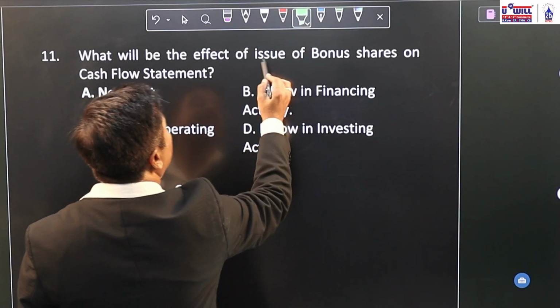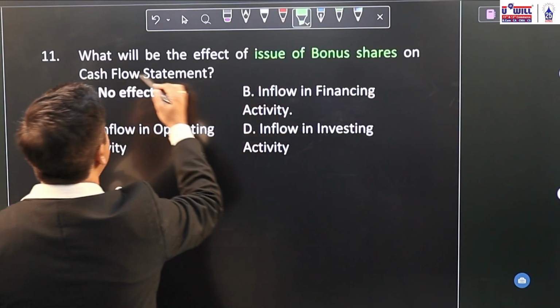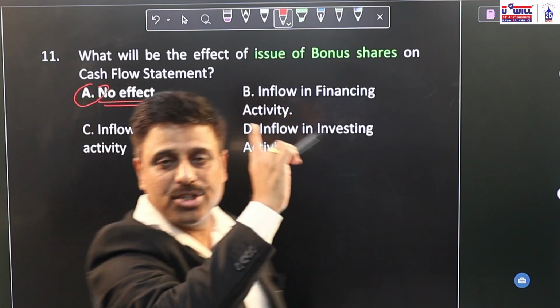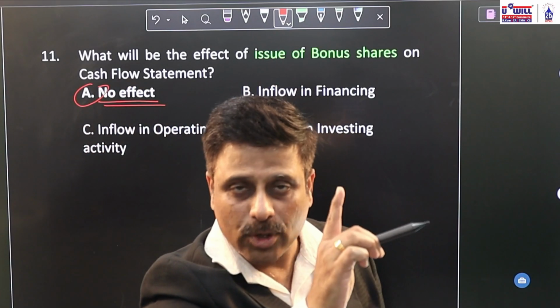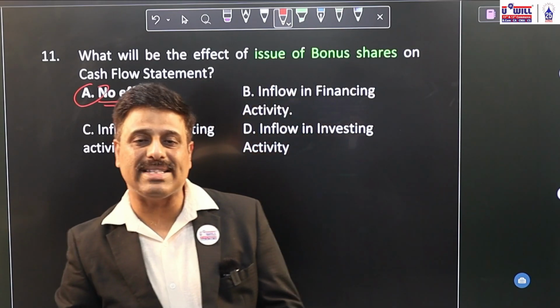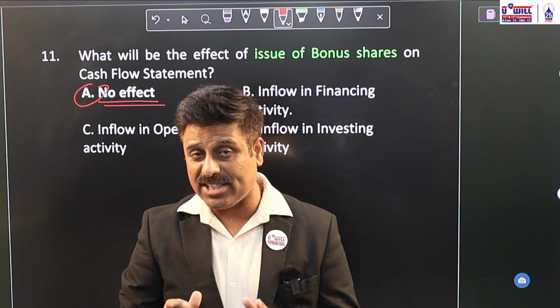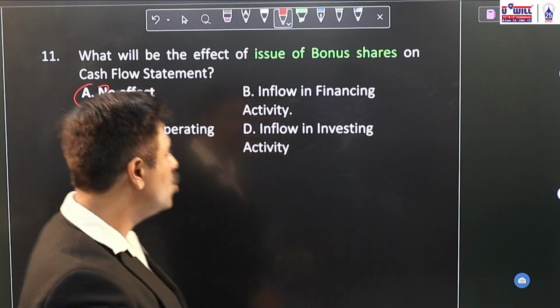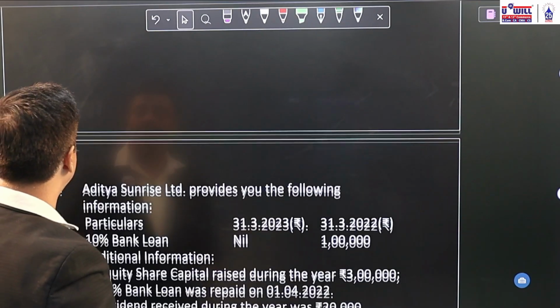What will be the effect of issue of bonus shares on cash flow statement? No effect, just like issue of debentures as a collateral security. Issue of bonus shares means you give the shares free of cost to existing shareholders utilizing your own reserves and surplus. So cash neither comes in nor goes out. It has no effect on cash flow statement.